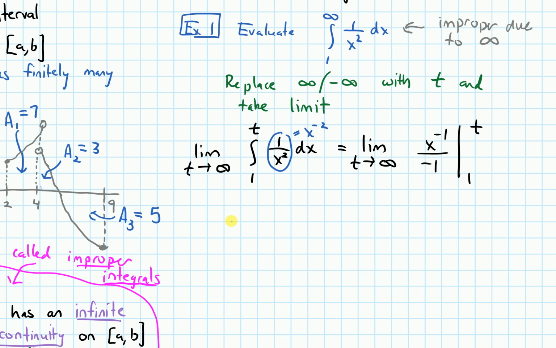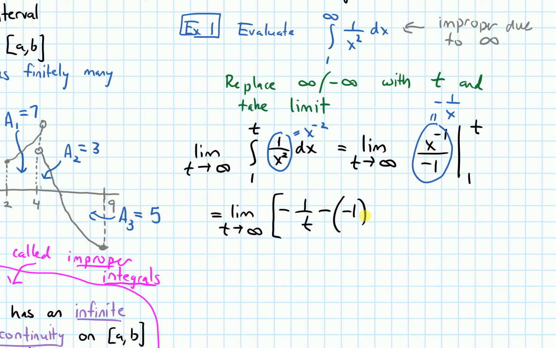All right, so let's go ahead and do that. So first off, if I simplify this, this is the same thing as negative 1 over x. So we have the limit as t goes to infinity in front. When I plug in t into this, we get negative 1 over t. And then minus what we get when we plug in 1. And when we plug in 1, we get negative 1. So we're taking the limit of this whole thing. So I'm going to put a bracket around this whole thing.